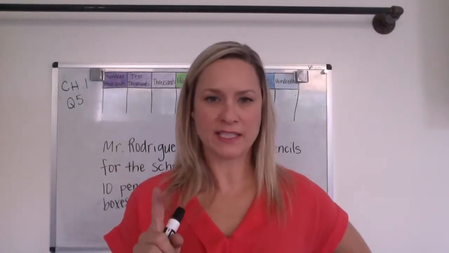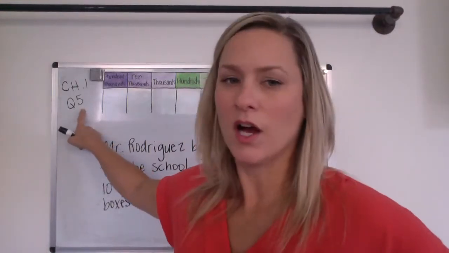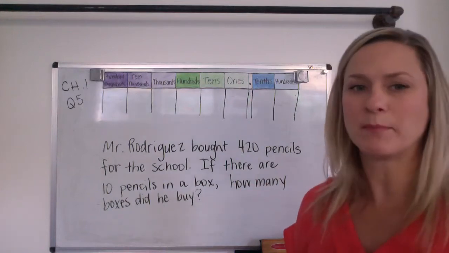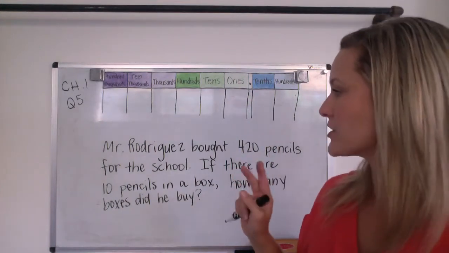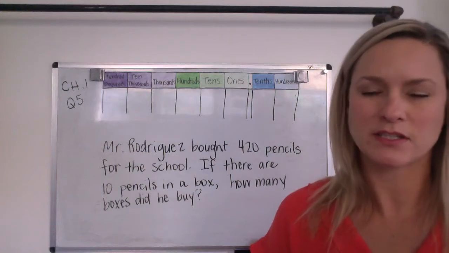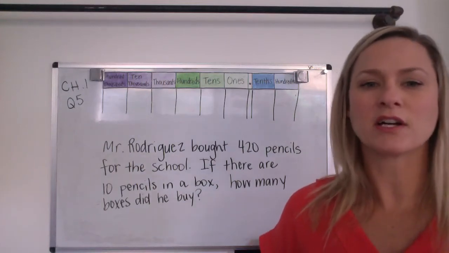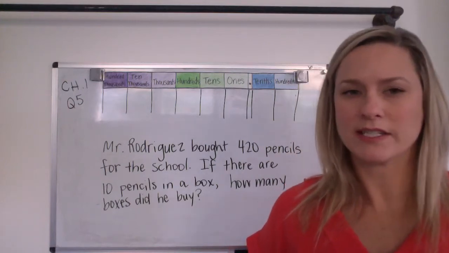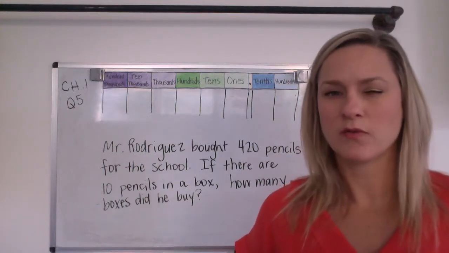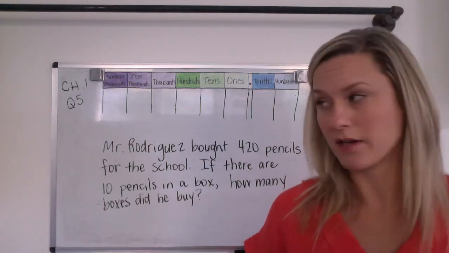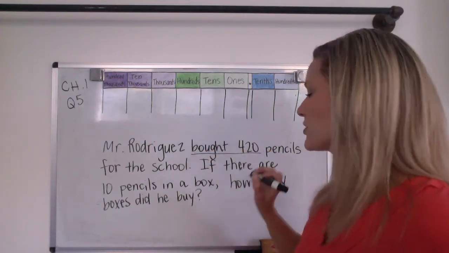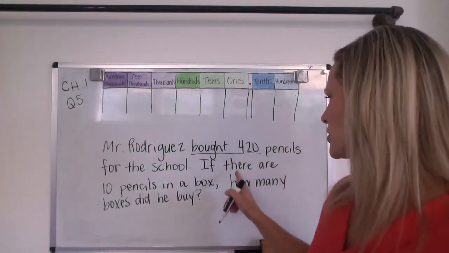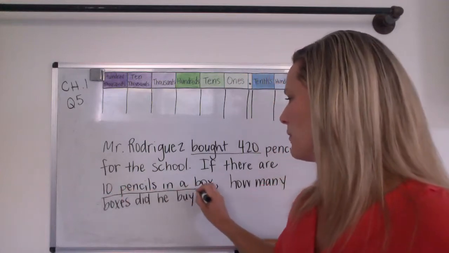All right, we're back at it, but this time we're doing question number 5. Okay, so question number 5 is asking, Mr. Rodriguez bought 420 pencils for the school. If there are 10 pencils in a box, how many boxes did he buy? All right, so let's think about what we know for sure here. We know for sure how many pencils he bought, right? He bought 420 pencils. Okay, now we know for sure there are 10 pencils in a box.